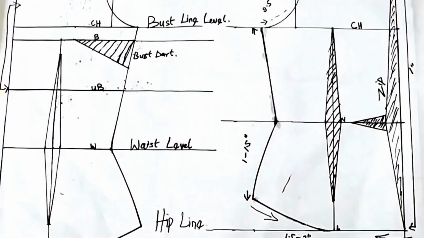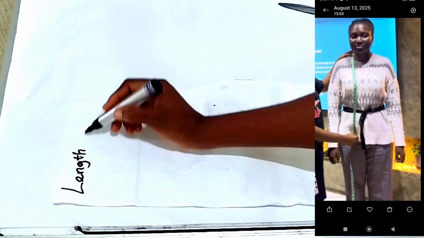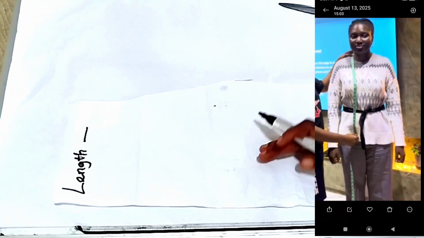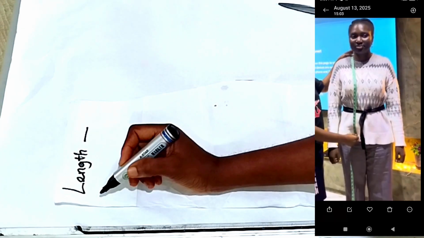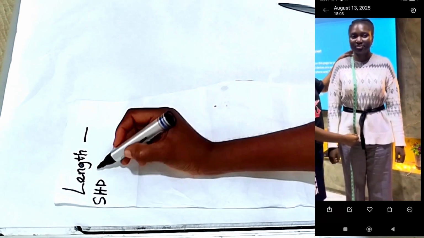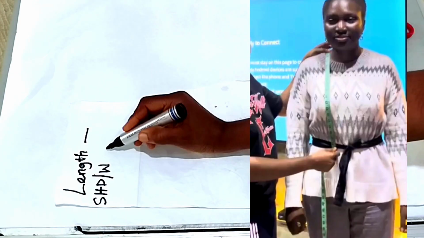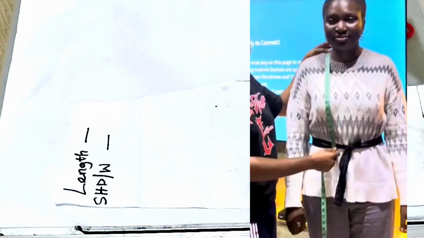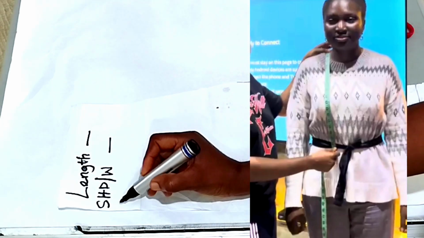So for us to start, we will be getting the length of the basic bodice. This is how to get the length. Look at the shoulder area where you place your tape down. And then the next thing that we'll be getting is our shoulder to waist measurement. Please, the rope you are to tie at the deepest part of your body, which is the waist, is a guideline.